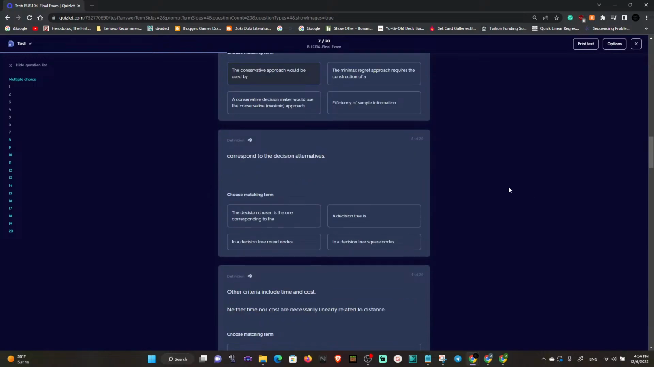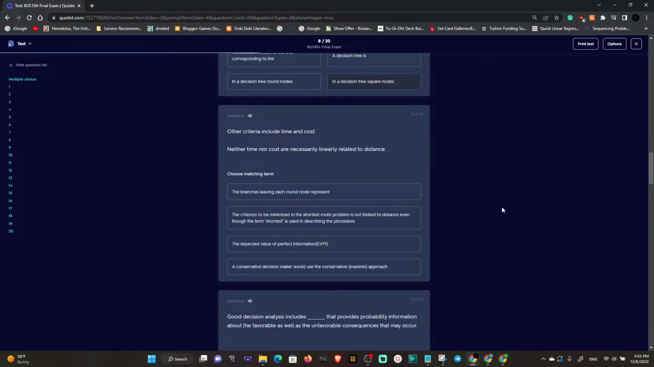Correspond to the decision alternatives. Decision alternatives is a decision tree. No. Decision tree, long lots or not square lots. There you go.